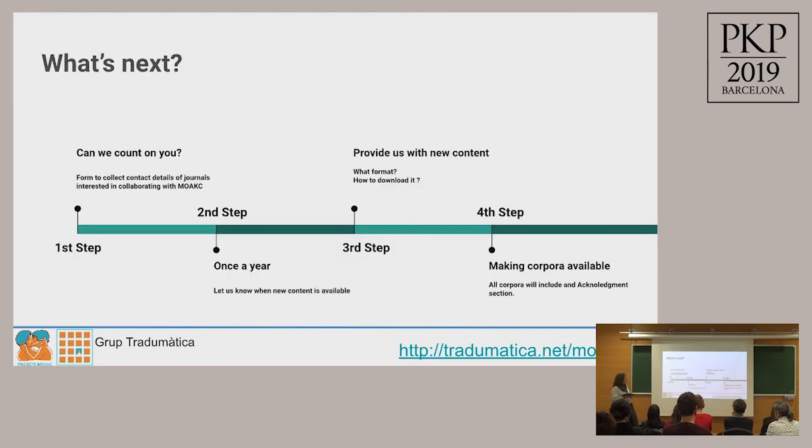So that's what we've got in mind, and that's what we are starting right now. First of all, if we can count on you, we would like to collect your details just to know who we should contact to start gathering data together. And then once a year, see what you have published that is new and download it in order to make the content processable by machine translation engines as linguistic corpora, and make the corpora available to the research community. Okay, so that's more or less what the MOAC project is about.